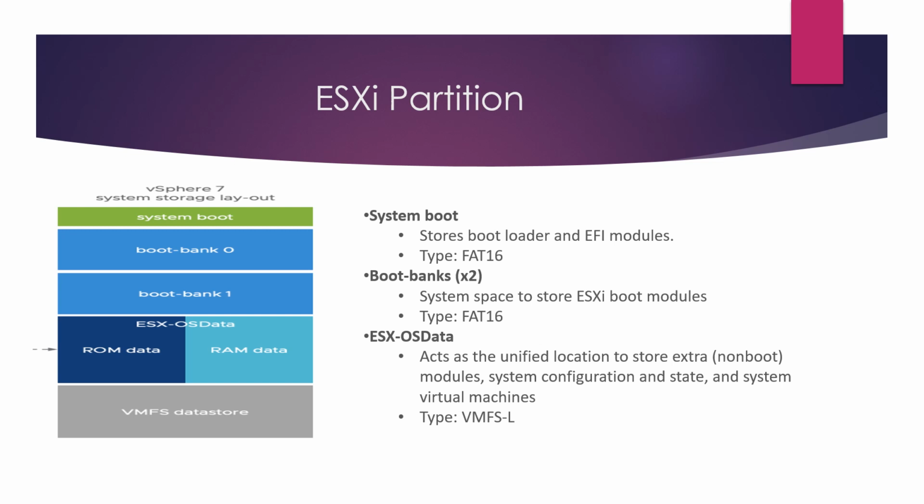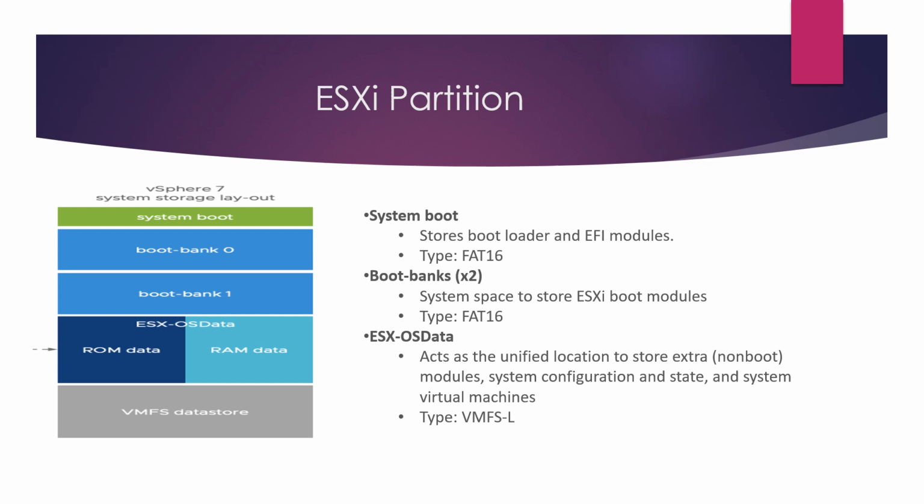ESXi has mainly 4 partitions. First one is a system boot, which stores bootloader and EFI modules. There are 2 boot bank partitions, boot bank 0 and 1. Boot bank 0 is the place where the hypervisor image is located. Boot bank 1 will be normally empty after a fresh ESXi installation.